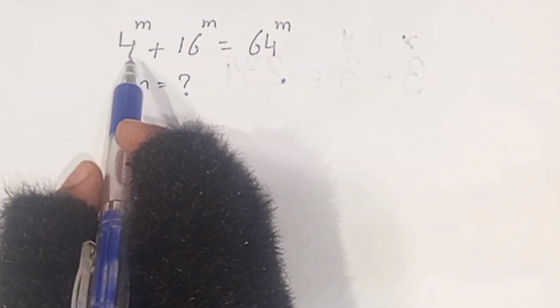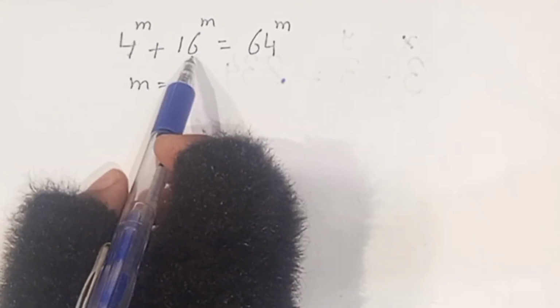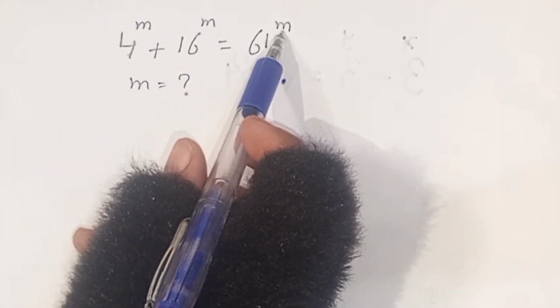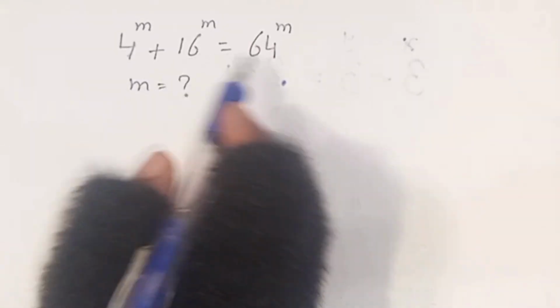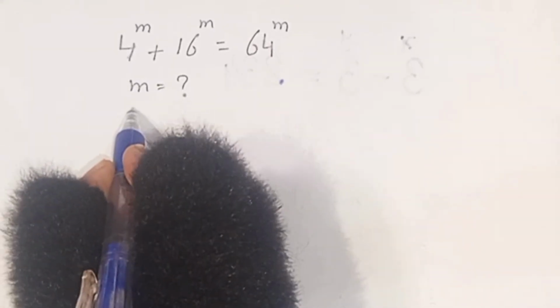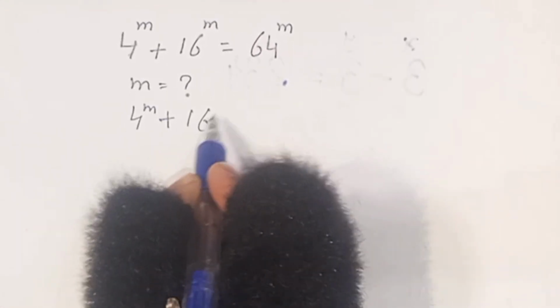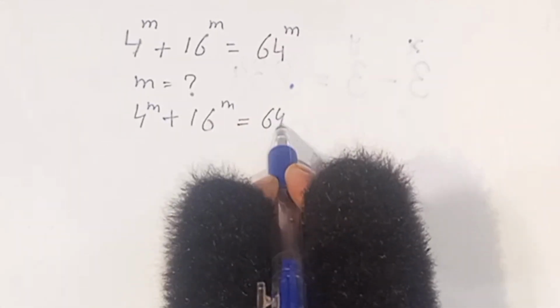Hello, let's try to solve this question. The question is 4 raised to the power m plus 16 raised to the power m equals 64 raised to the power m. What is the value of m in our question? So let's start. The given equation is 4^m + 16^m = 64^m.